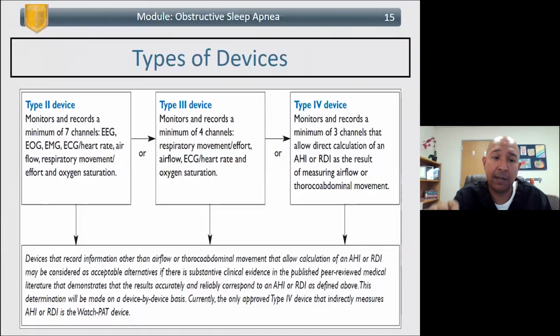So I put this here for the types of devices. Type 1 is a polysomnography. So type 2 has a minimum of 7 channels for recording. A type 3, which is what we use here at my hospital, has at least 4 channels. And type 4 device is going to have 3 channels. And there is something called the PAT, peripheral arterial tone, which I'll show you a picture in 1 second.